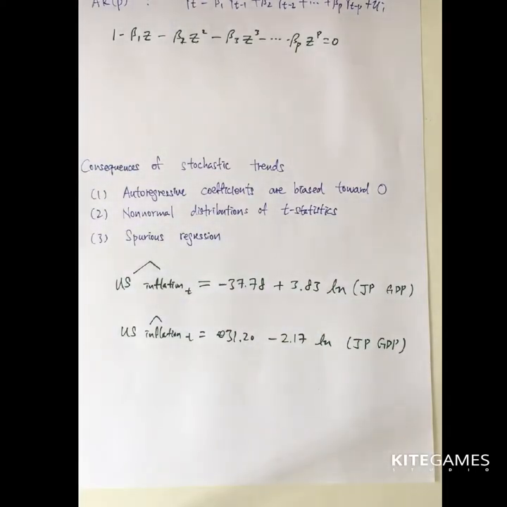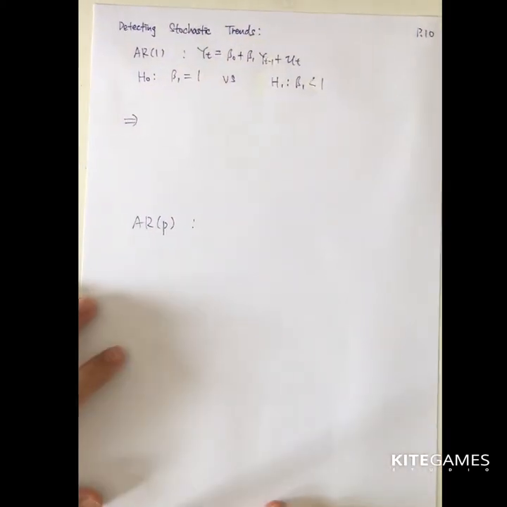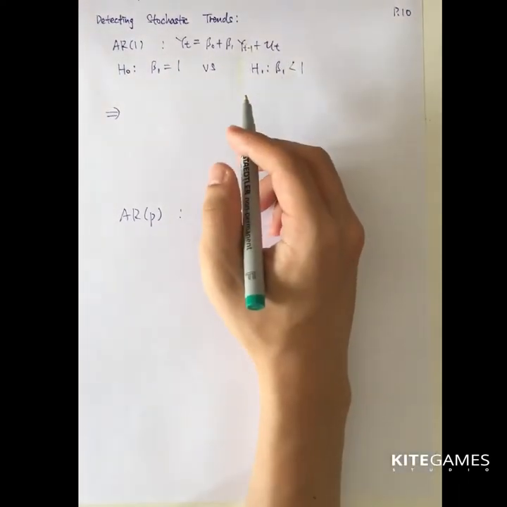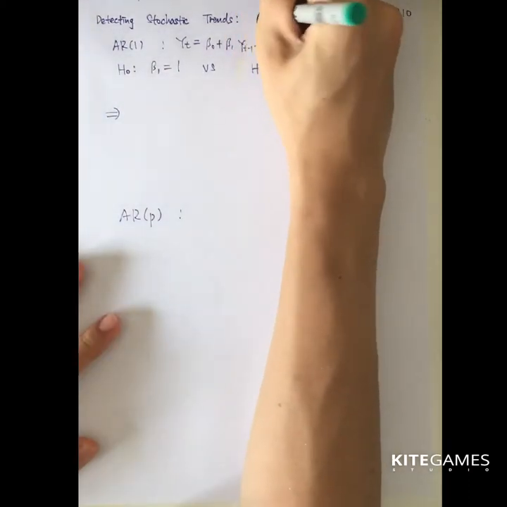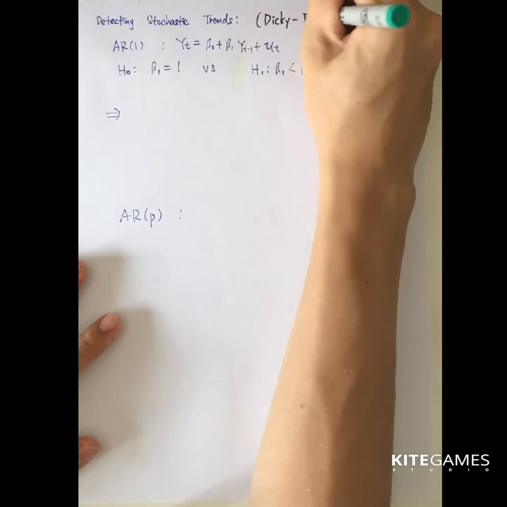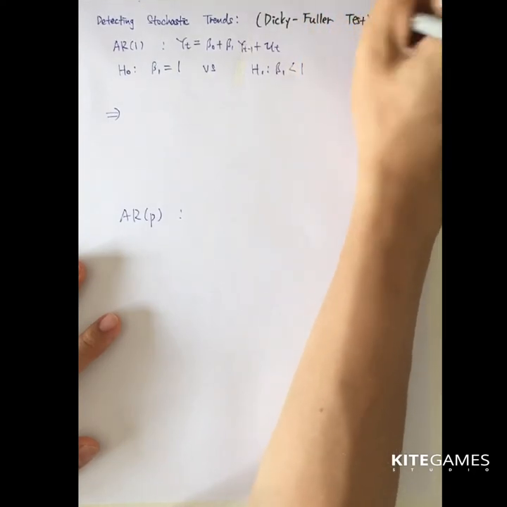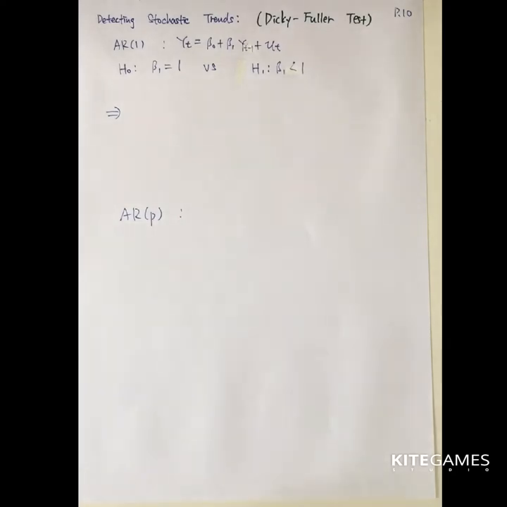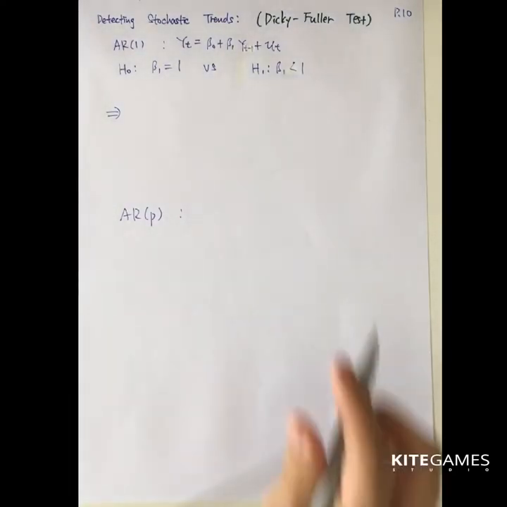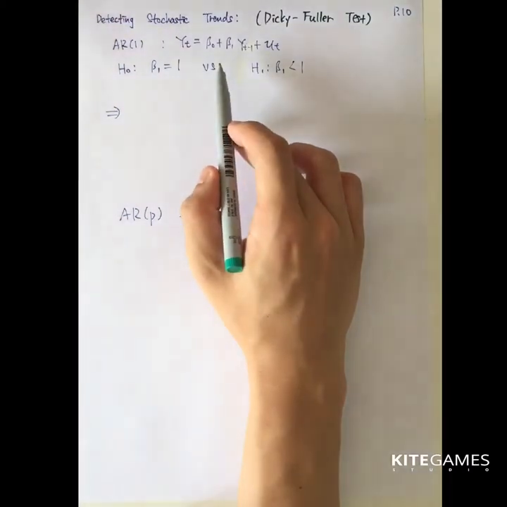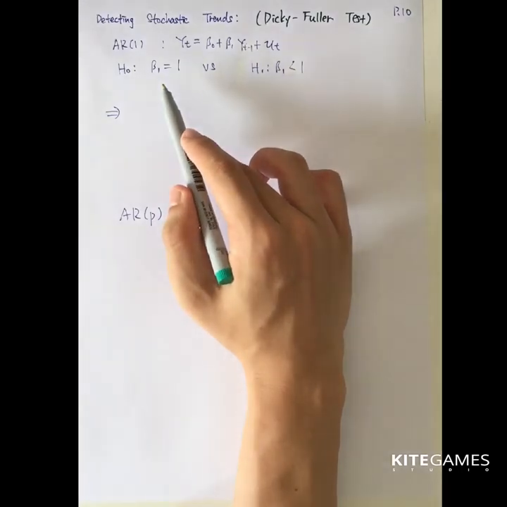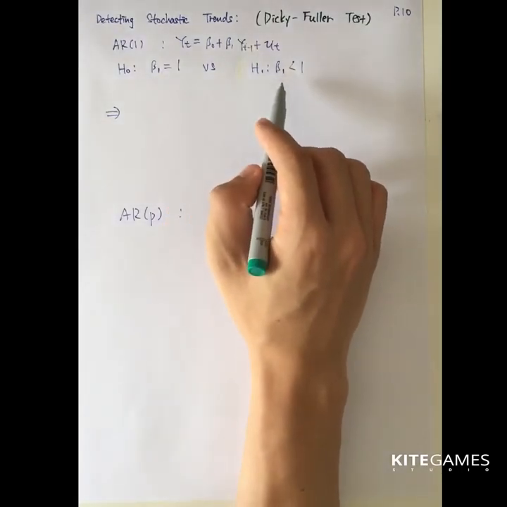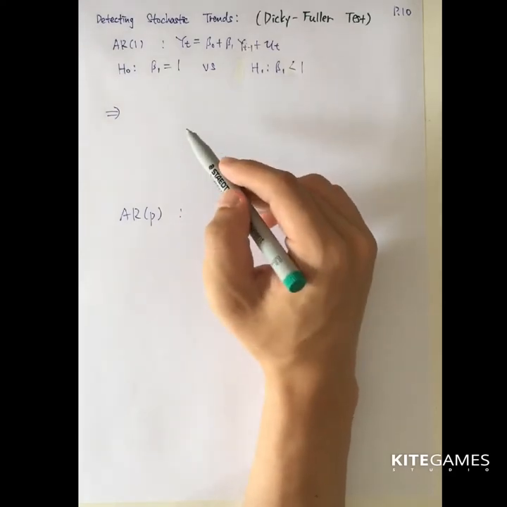So lastly, we will take a look at how to test whether there is a unit root or whether there is a stochastic trend. Basically, we will do a test called the Dickey-Fuller test, named after two economists, Dickey and Fuller. The Dickey-Fuller test basically tests the AR(1) model with these assumptions. They test whether beta 1 is equal to 1, while the alternative is that beta 1 is less than 1.